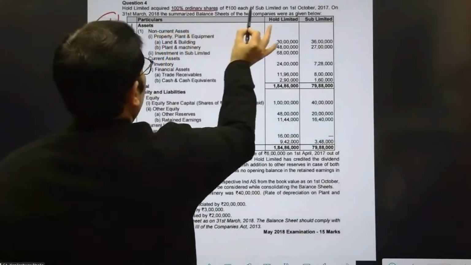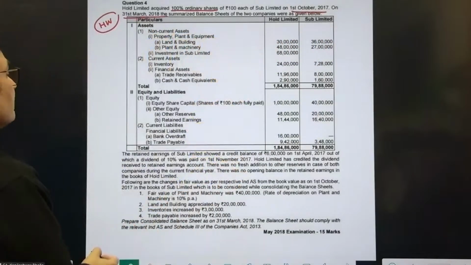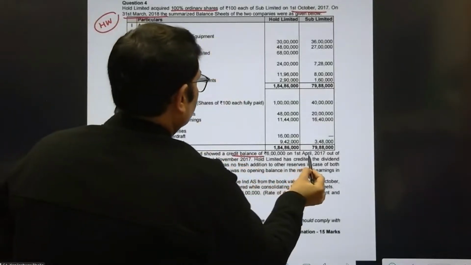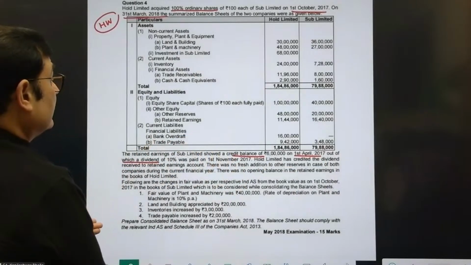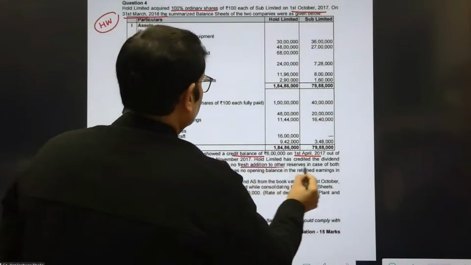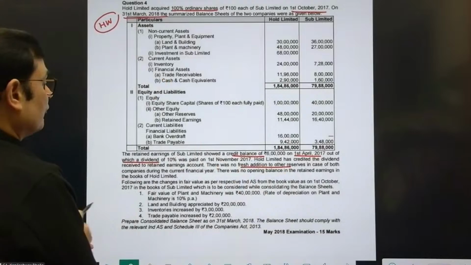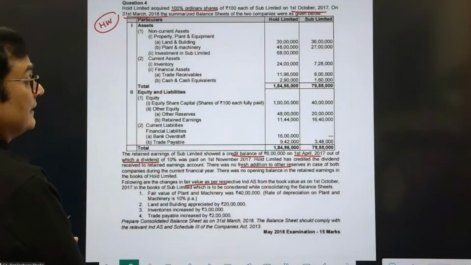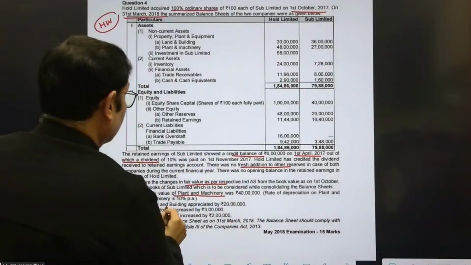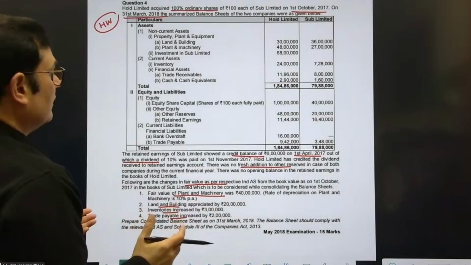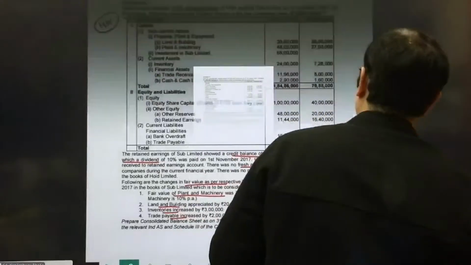The company got 100% ordinary shares on 1st October 17. The balance sheet is March 18. Same. The retained earnings shows a credit balance of 6 lakh on 1st April 17, out of which a dividend is paid, and the parent credited the dividend to RE. There has been no fresh addition to other reserves. And then it says there is no opening balance in RE in the books of holding. The following are the changes in the fair value as per the index and the book values. So we're given the fair value of the plant and machinery with depreciation, land and building, inventory, trade payables. I think it's 100% the same. The figures are different. Try this question out and you'll get confidence.